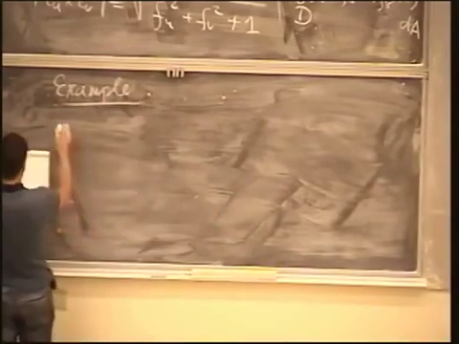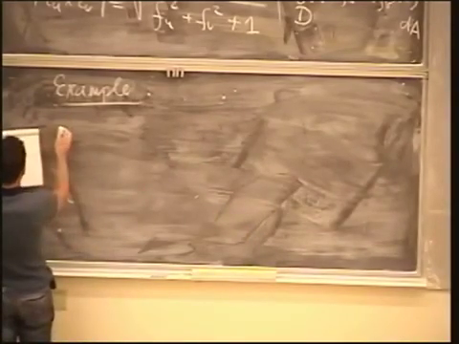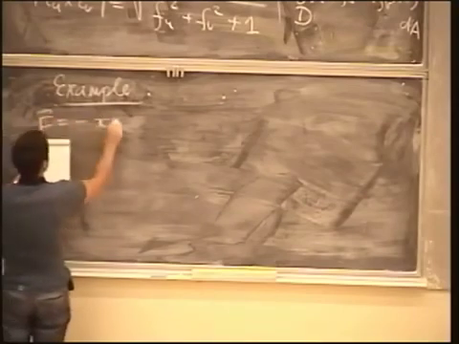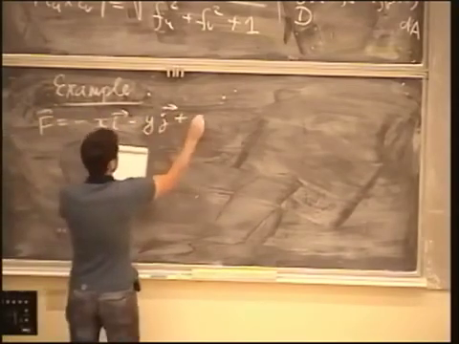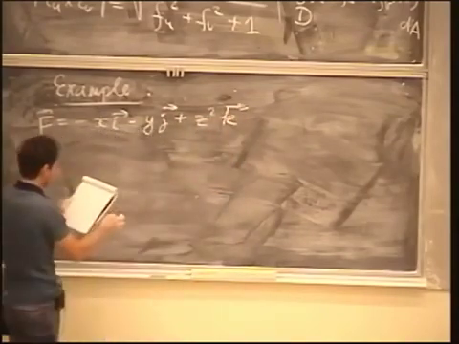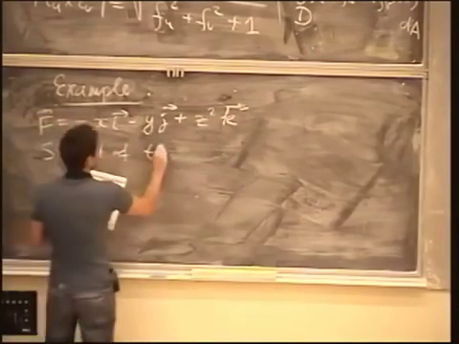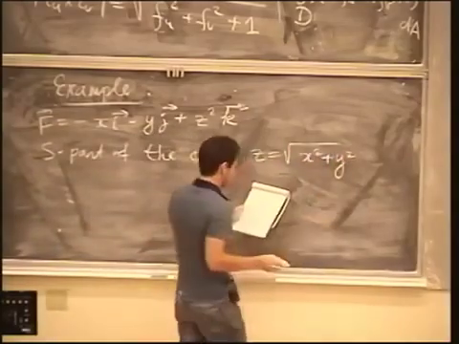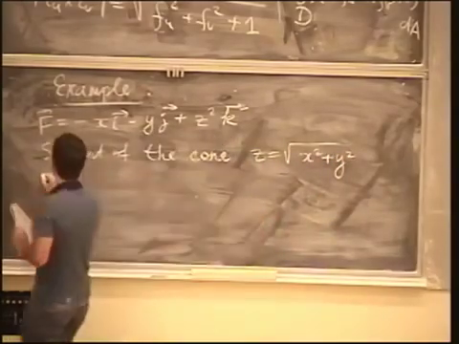So here's one example. Find the flux of the vector field f, which is minus xi minus yj plus z squared k. And S is part of the cone, z equals square root of x squared plus y squared, between the planes z equals 1 and z equals 2.